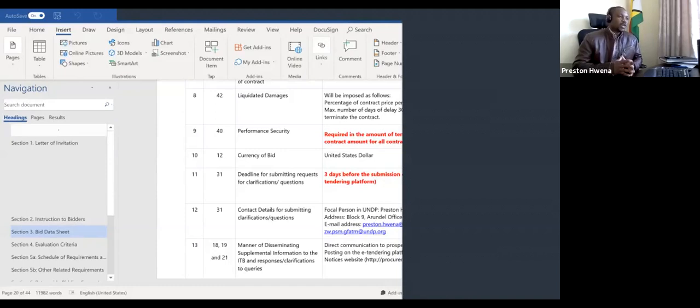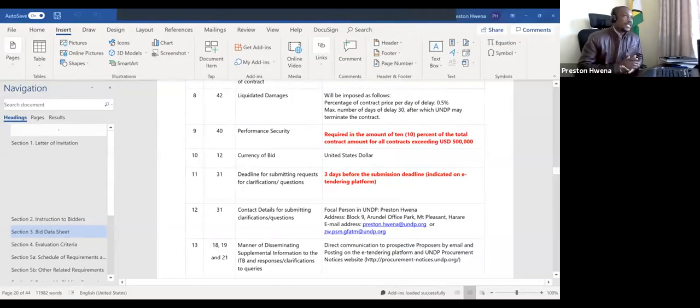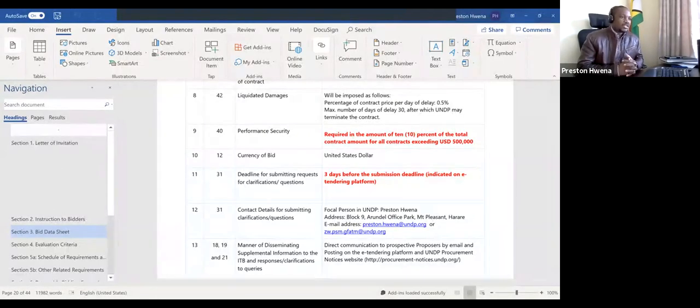Because whenever you request for clarification, we'll answer you directly, but at the same time, we'll also consolidate all the questions and answers, and we'll upload them on our system for the sake of other bidders. Then for any request for clarifications, I've put the emails here. These are the contact details that you can use.